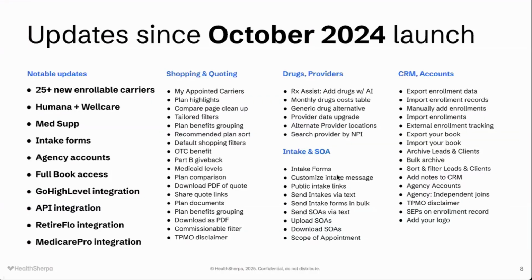And then we've also leaned into integration. So if you're using any of these CRMs, Go High Level, Medicare Pro, that can include GoGuru and DFY and, what's the other one? Agent CRM as well too. We can all integrate with those now, and I'll show you more about that in a second.